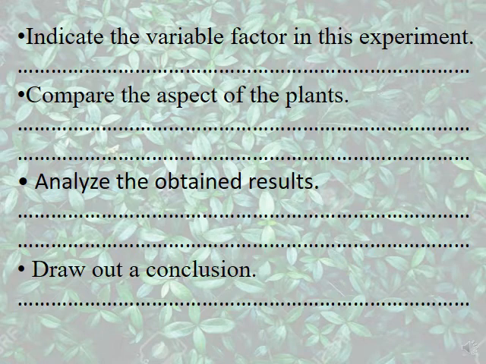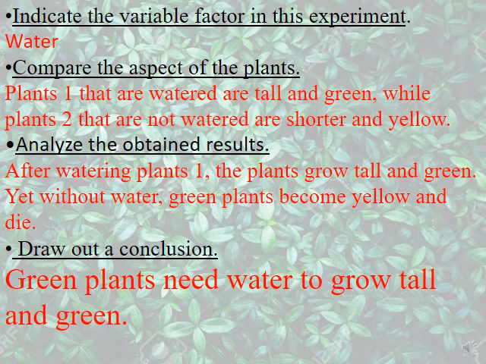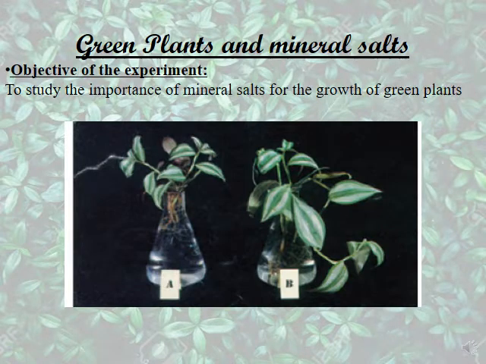Indicate the variable factor. As I said, the variable factor is water. Compare the aspects. Plant 1, which is watered, is tall and green, while plant 2, which is not watered, is shorter and yellow in color. Analyze. After watering, plant 1 grows tall and green, yet without water, green plants become yellow and die. So draw out a conclusion. Green plants need water to grow tall and green. This is the first element.